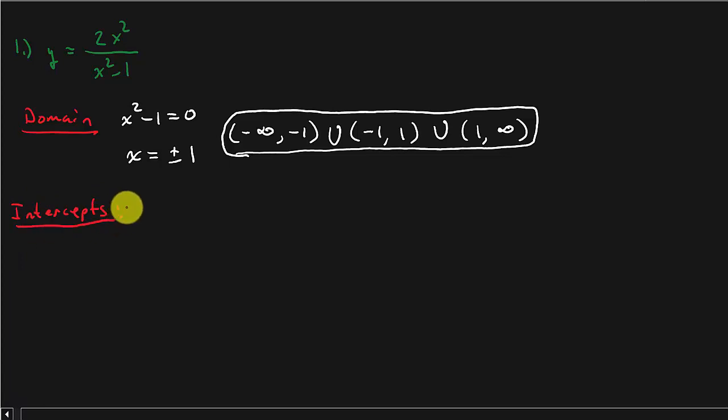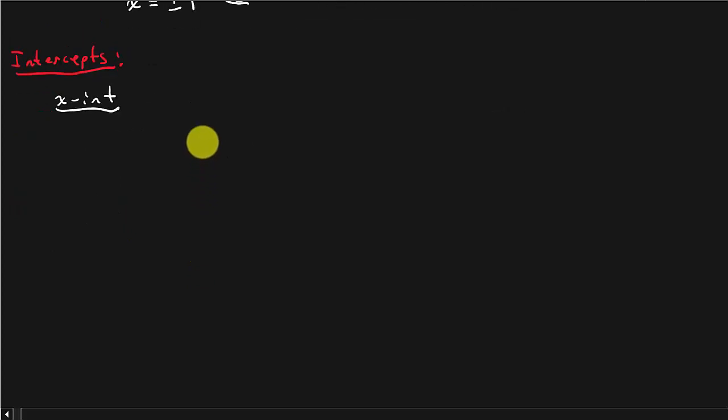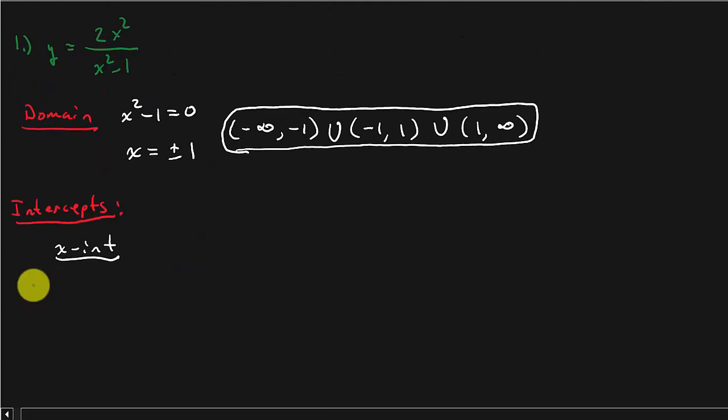All right, so now let's look at intercepts. Let's look at the x-intercept. Remember how to find that? That's where you set the function equal to 0 and solve. In other words, the function y is equal to 0 when 2x squared equals 0. Remember, a fraction is 0 when the numerator is 0. And so this gives us x is equal to 0 when we solve it. And so our x-intercept is 0, 0.